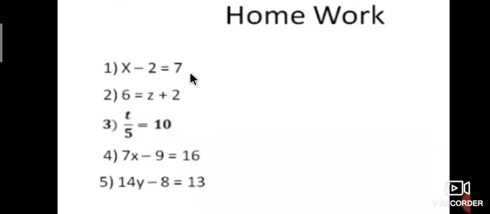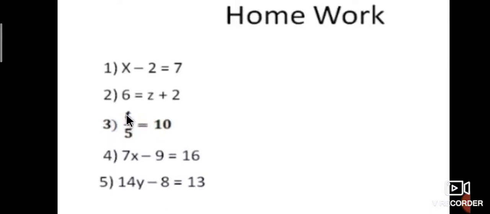Next one is 6 is equal to z plus 2. How are we solving this one? Transpose plus 2 from RHS to LHS. Therefore, 6 minus 2 is equal to z. Then 4 is equal to z. Therefore, z is equal to 4 is the solution of the equation.